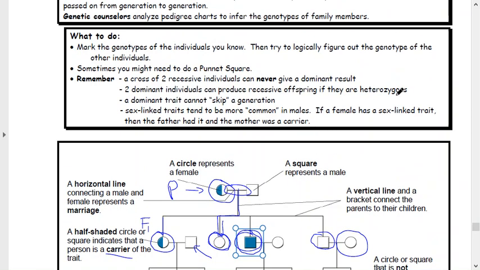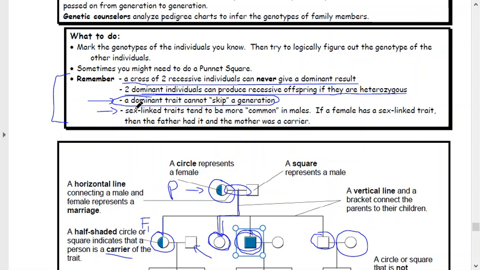Things to remember when you're looking at a pedigree. A cross of 2 recessive individuals can never give a dominant result. I mean, these should make sense. These are not mysterious things, but it's just good to go over them. 2 dominant individuals can produce recessive offspring if they are heterozygous. A dominant trait cannot skip a generation. This is a key one to look for here. If you have a trait that shows up in every generation, there's an excellent chance it is dominant.